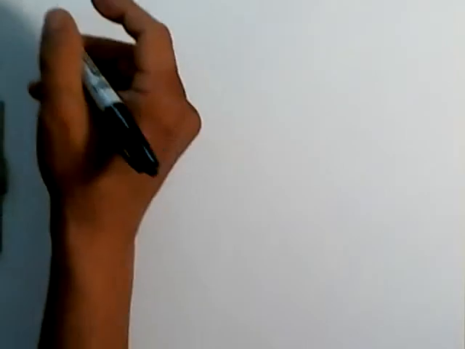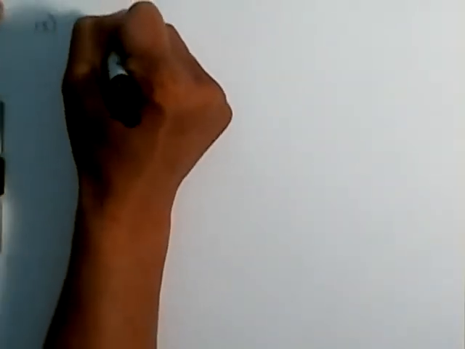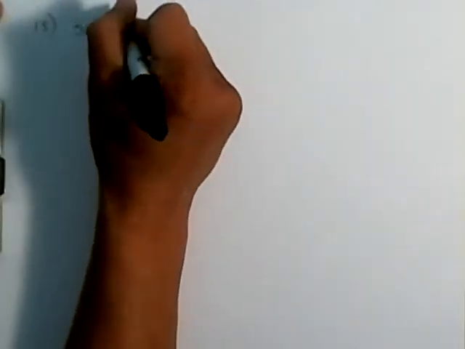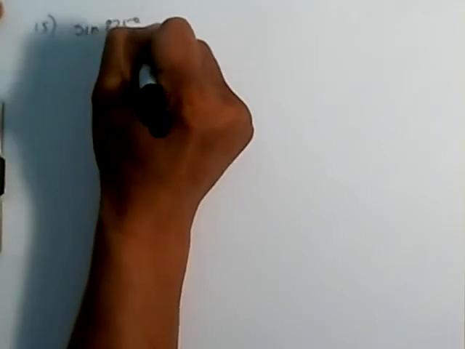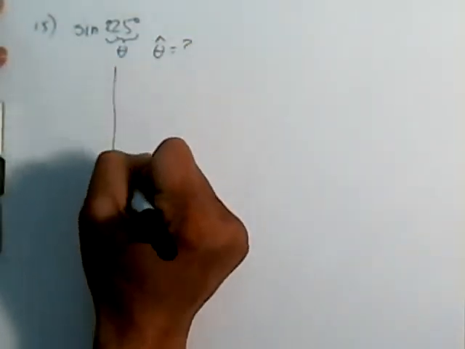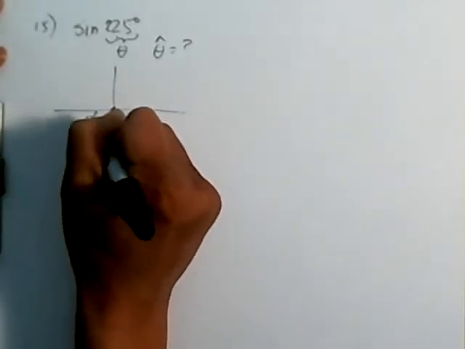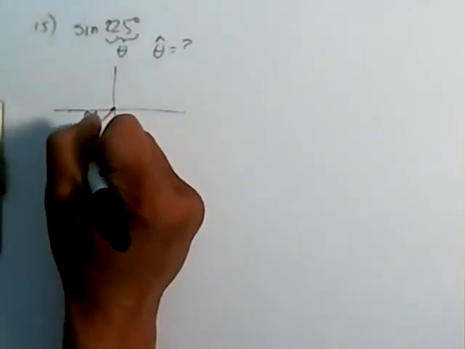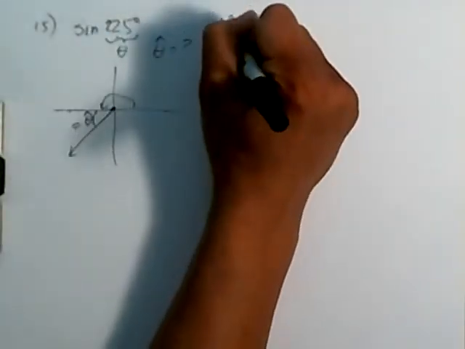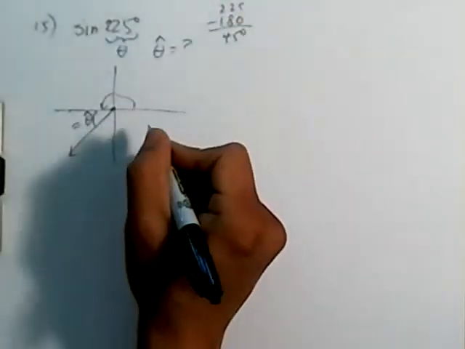Let's do number 15. Find the exact value of the sine of 225 degrees. First, we have to figure out that's the angle theta right here. We have to figure out what theta hat is, the reference angle. So we draw it out. 180, 225 is located right here. It makes a reference with the x-axis. That's 180 right there, subtracted. 180 subtracted from 225, you get 45 degrees.